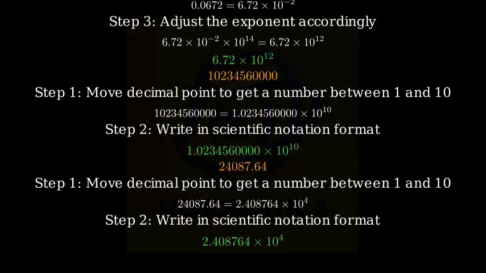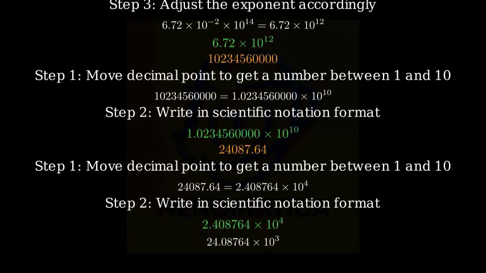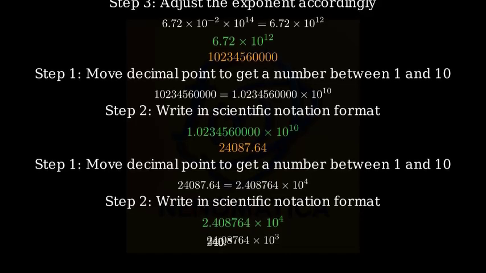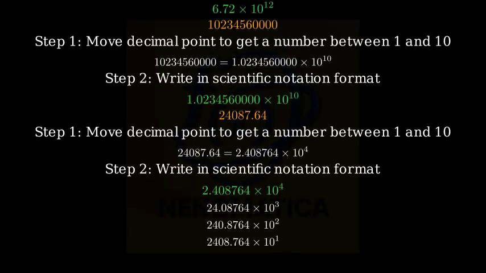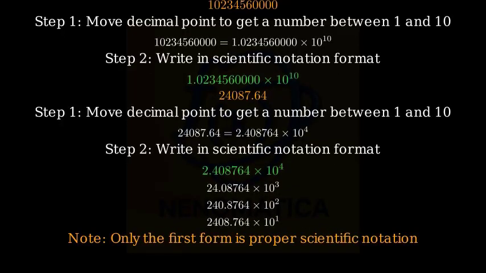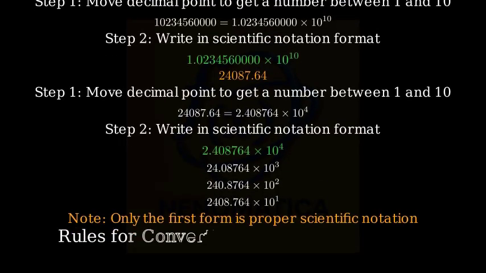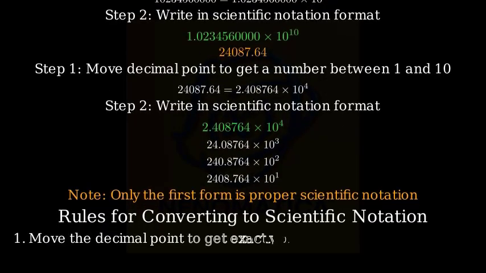However, the example shows some other ways to write this same number. We can express it as 24.08764 times 10 to the power of 3, or as 240.8764 times 10 to the power of 2, or even as 2,408.764 times 10 to the power of 1. These are all mathematically equivalent, but only the first one is proper scientific notation, since the others don't have coefficients between 1 and 10.